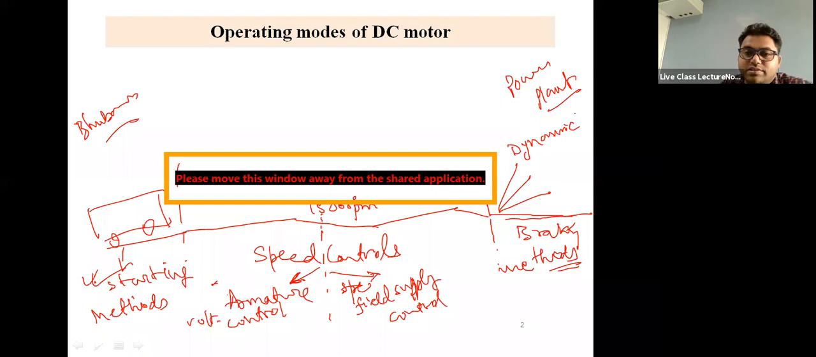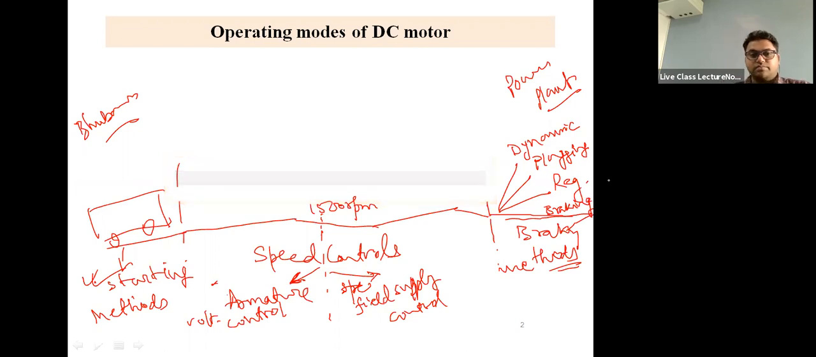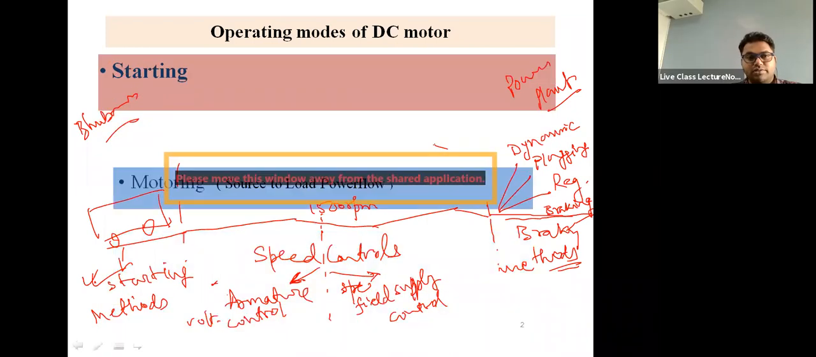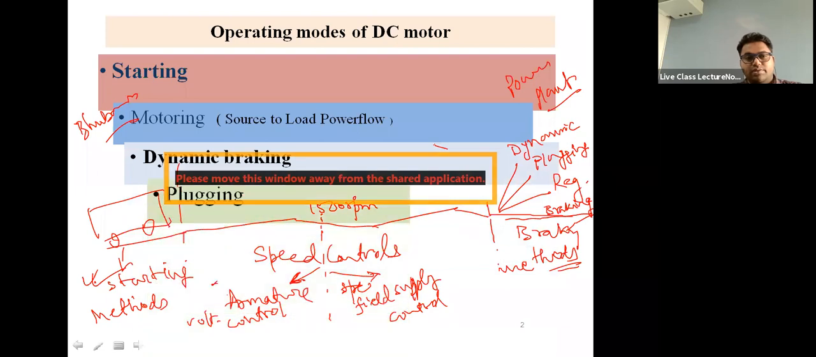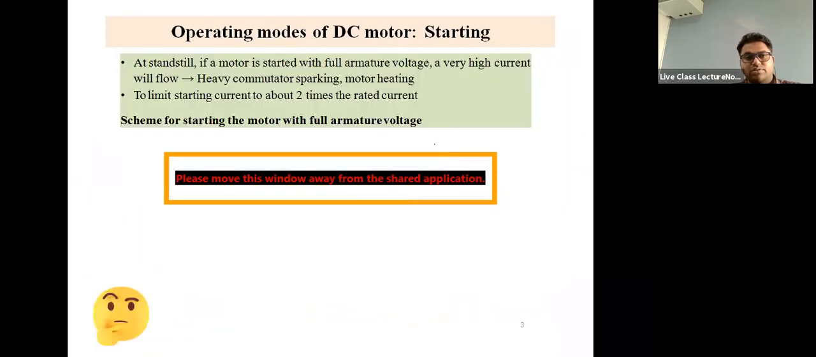And for braking, we have 3 techniques. Dynamic braking is there, which we just now learned. Plugging is there, we'll see to it later. And then regenerative braking is there, which we have learned long before. Is it not so? Yes, sir. So these are the methods which we will learn: starting, motoring, dynamic, plugging, regenerative, and finally the 4-quadrant operation.